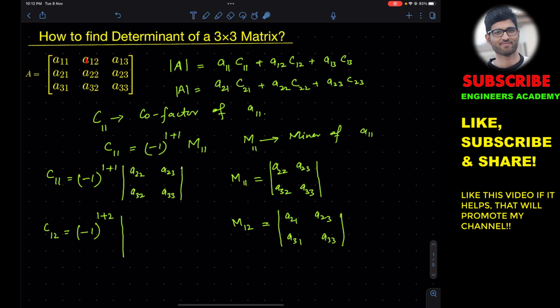So the minor of this element is this. I will write that this will be A21, A23, A31 and A33. Now if I simplify this, -1 to the power 2 will become plus. So we can say that this is plus. And in this case, -1 to the power 3 will be -1, so instead of -1, I will write only minus.